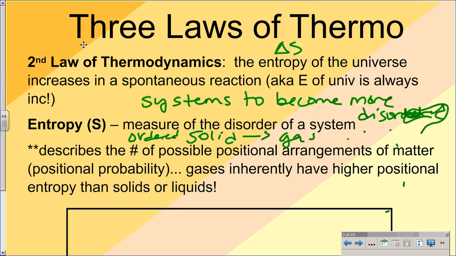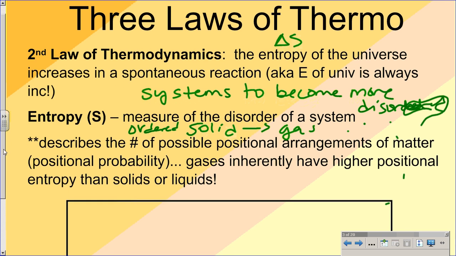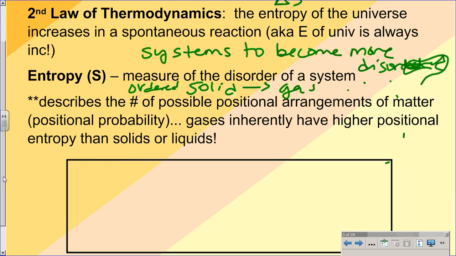So the reason that we call the solid ordered and the gas disordered is something called positional probability. Positional probability of being in different places. So the solid really has those few places it can be. The atoms can be in maybe a different location, but not really. They're pretty well stuck to a specific location in the solid.